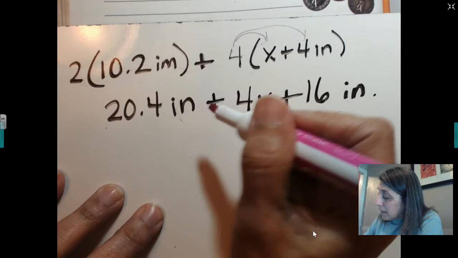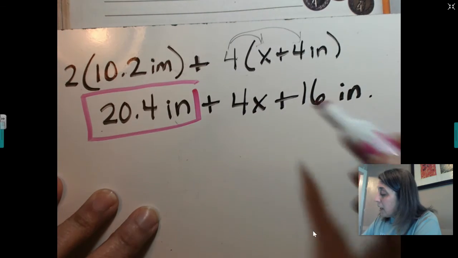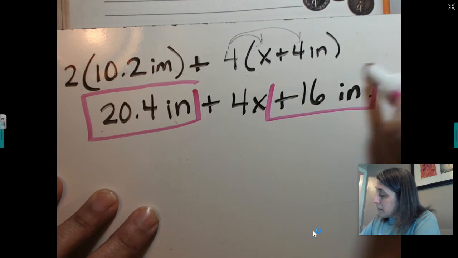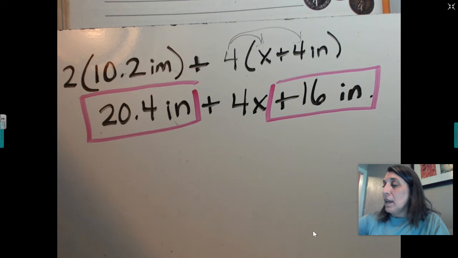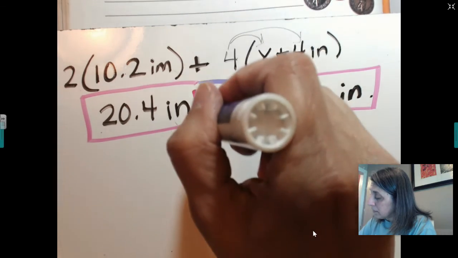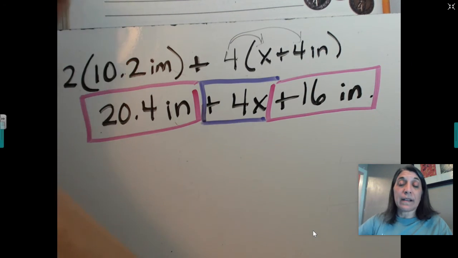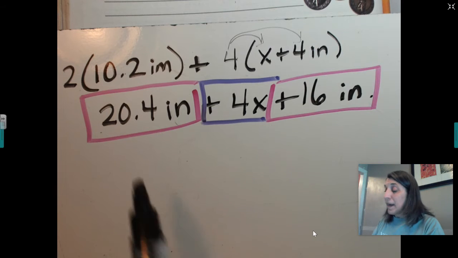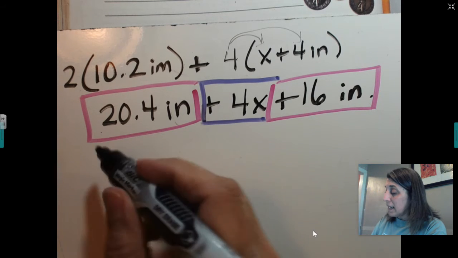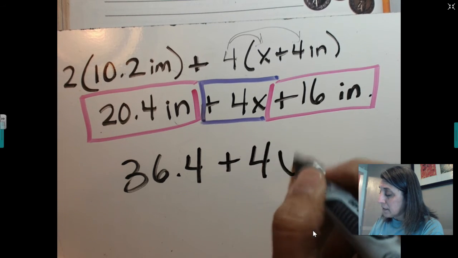I've got a positive 20.4 inches and a positive 16 inches. And let's find another color. Blue is better. It's kind of purpley. And then my positive 4x. So once I combine my 20.4 and my 16, I have 36.4 plus 4x.